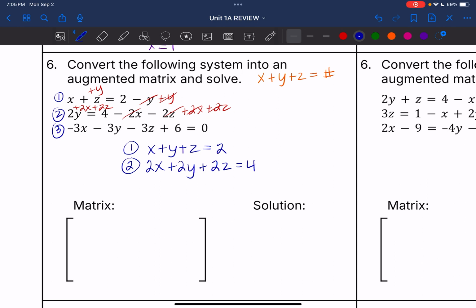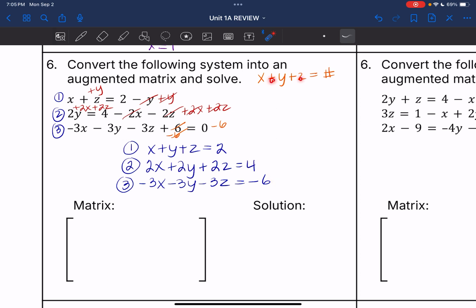Okay, and then equation 3. Negative 3x minus 3y minus 3z plus 6 equals 0. So x, y, and z are all in the correct spot, so that's good. But our constant, our number, it's supposed to be on the right, and over here, the constant's on the left. I need this 6 to move over. So opposite operation says that I would subtract 6, so we're going to do that from both sides. So our official equation 3 is negative 3x minus 3y minus 3z equals now negative 6. So now every single one of my equations is x plus y plus z equal sign constant.